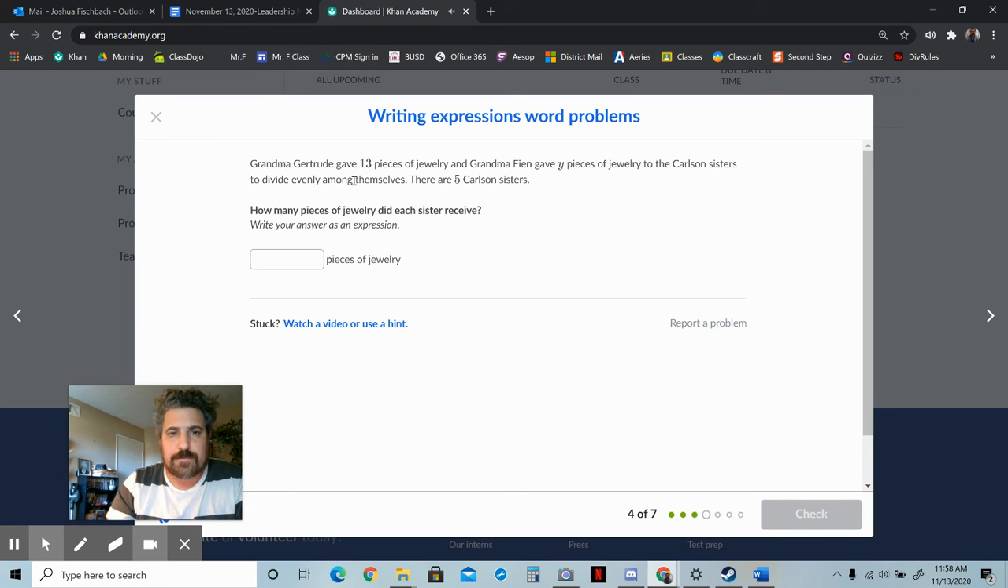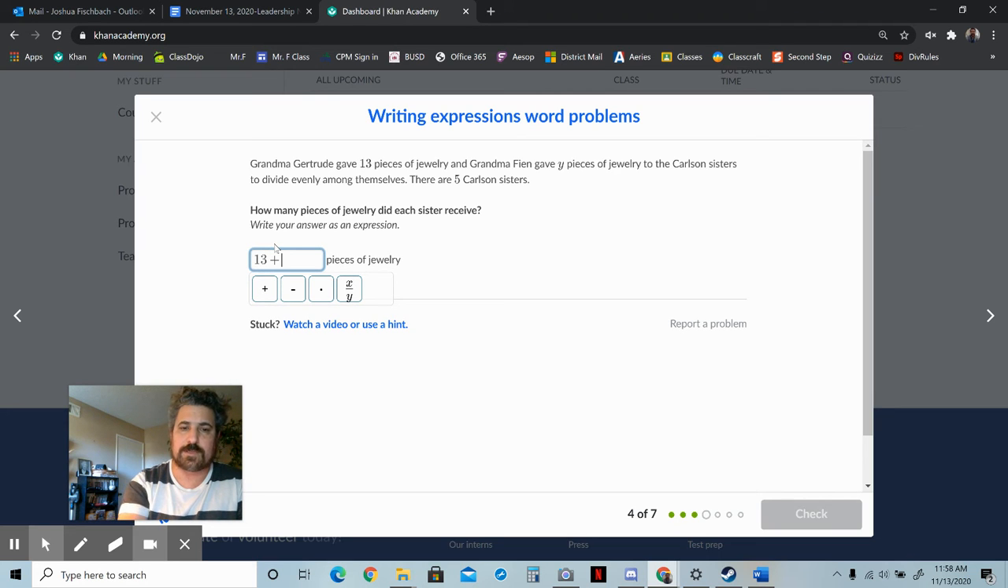Grandma Gertrude gave 13 pieces of jewelry and Grandma Fine gave Y pieces of jewelry to the Carlson sisters to divide evenly among themselves. There are 5 Carlson sisters. How many pieces of jewelry did each sister receive? Well, it says Grandma Gertrude gave 13 pieces, and then Grandma Fine gave Y pieces. So how many pieces were given? 13 plus Y pieces were given, right? And they were given to how many sisters? The 5 Carlson sisters. So it's asked how many pieces of jewelry did each sister receive?